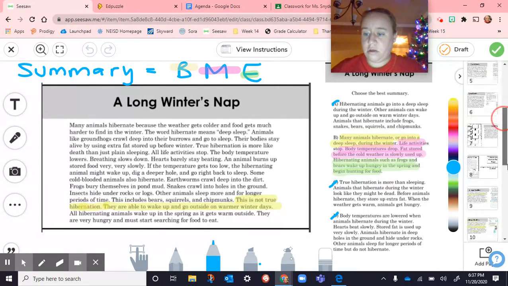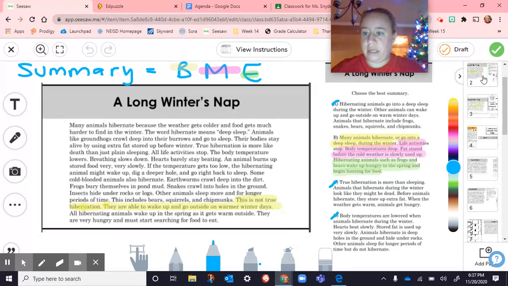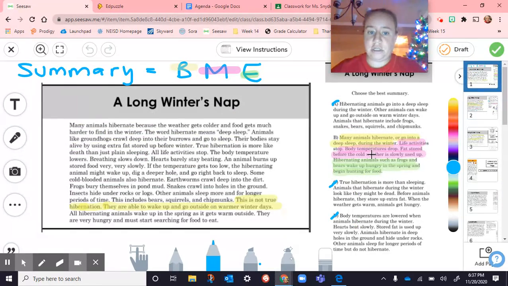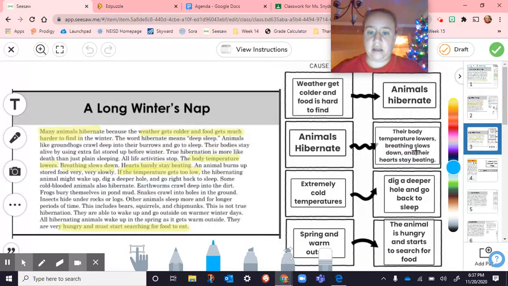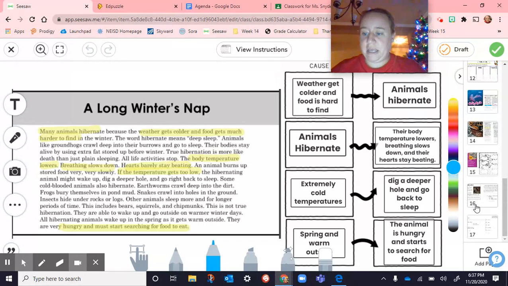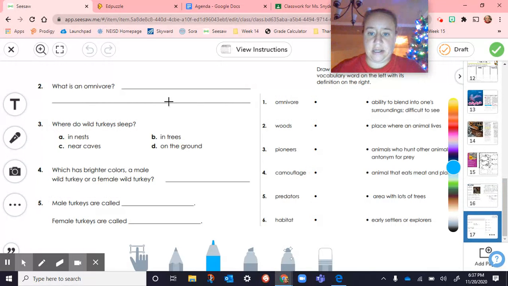All right, so we went through and we made sure that everything was done. So each story had a summary and then questions to go with it and cause and effect. So we reviewed what we had learned with cause and effect. And then we had just a Thanksgiving story about wild turkeys, and students answered the questions.